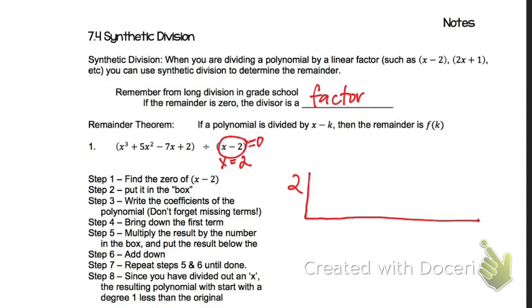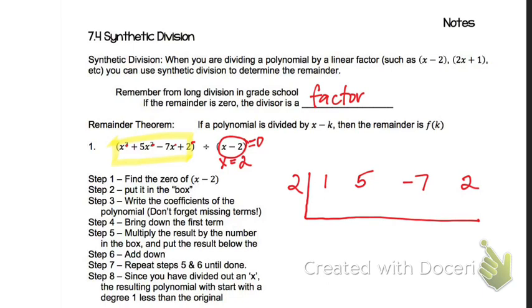So you put a 2 to the left, then you draw a long L. Then you're going to write the coefficients of the polynomial. Coefficients are the numbers that are in front, and they go in descending degree. So I have 1x cubed, 5x squared, negative 7x, and 2. Now you'll notice that in this particular example, the degrees go 3, 2, 1, 0, and there is a coefficient for every single one.